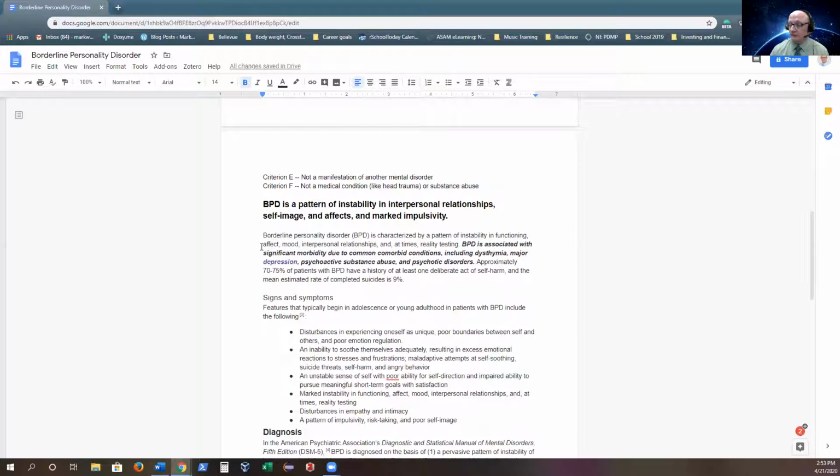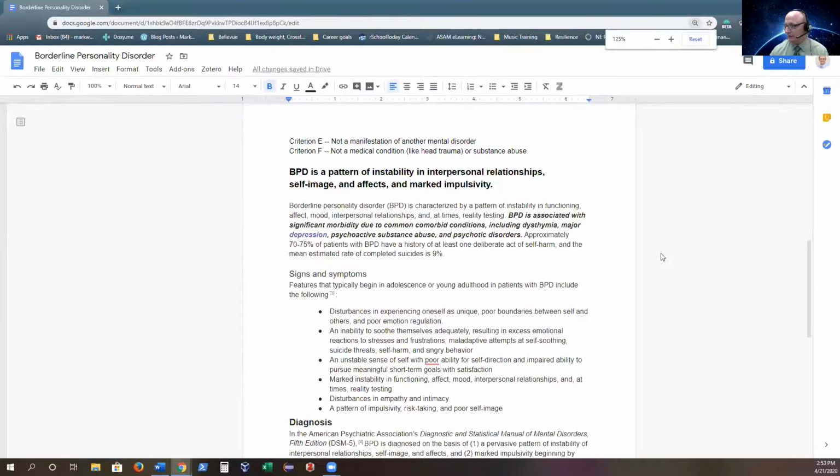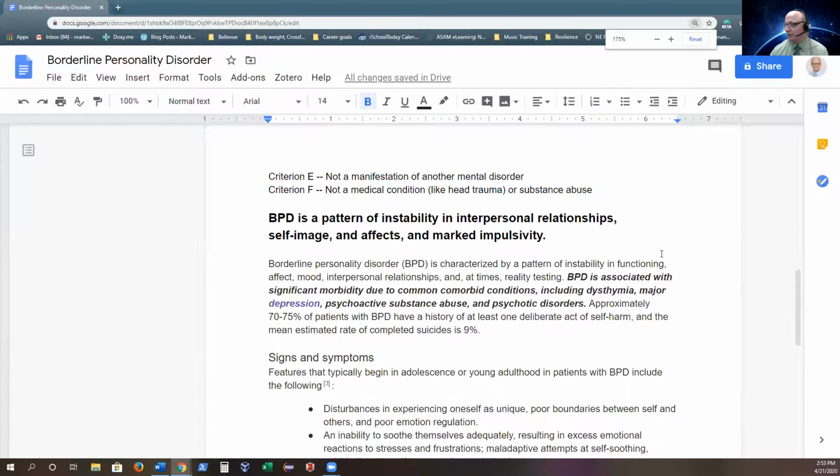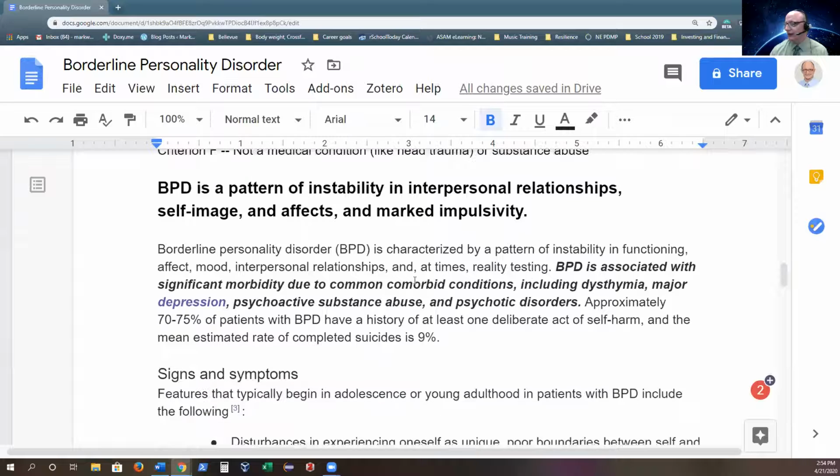Or substance abuse. So borderline personality disorder is a pattern of instability in interpersonal relationships, self-image, and affects, and marked impulsivity. So this is borderline, instability in interpersonal relationships, and their self-image and their affect, so happy, sad, and marked impulsivity.